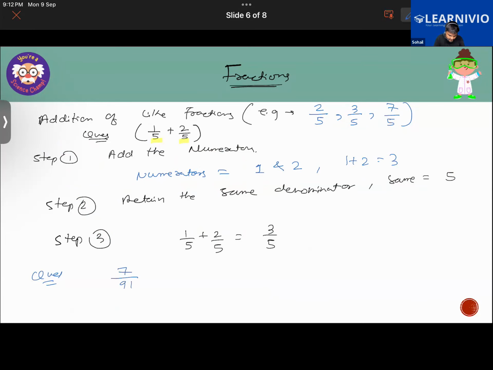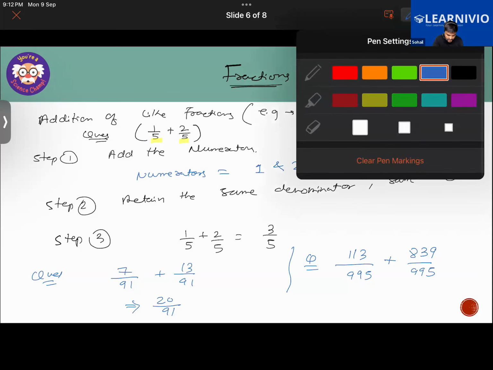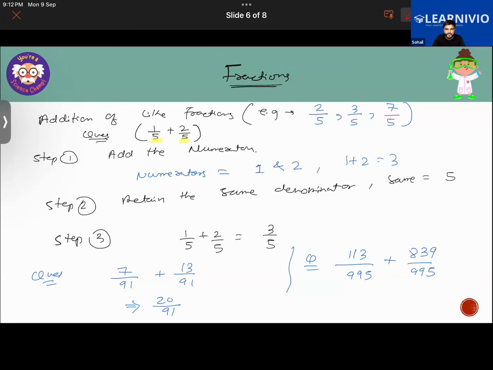So 7 upon 91 plus 13 upon 91. The next question is 113 upon 995 plus 839 upon 995. Is it 20 by 91? That is correct. Very good. Habib, you're getting the same answer now. Yeah. Okay. Do the next one also. I got 952 by 995. Very good.